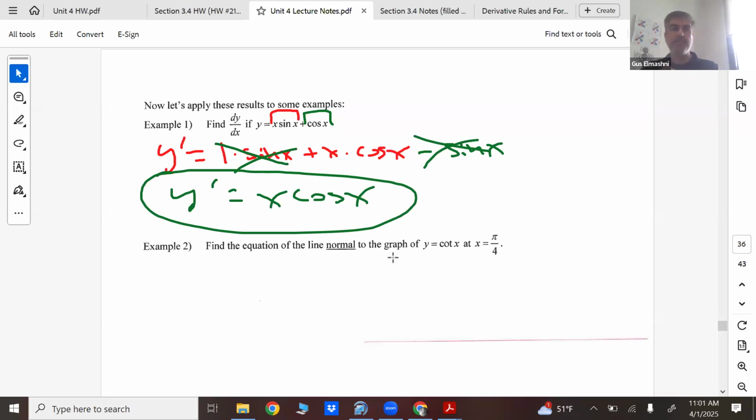Question on example 1? Now, example 2, if we want to find the normal line, what does that mean, normal? To the tangent line, right? So let's find the slope first. So that's going to be perpendicular. Actually, I was a little confused why I wrote that.